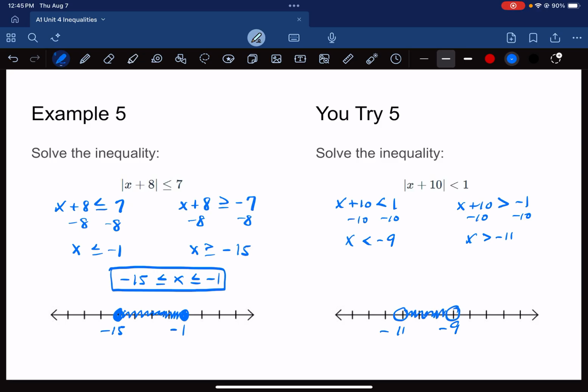This is an or again, or excuse me, an and again. So the smaller value of negative 11, there's no equal to between those, and there's my inequality that describes the solutions. Okay? So if you pick something between negative 11 and negative 9 and plug it in there, like negative 10. What's negative 10 plus 10? Well, 0. And what's the absolute value of 0? 0, and 0 is less than 1.